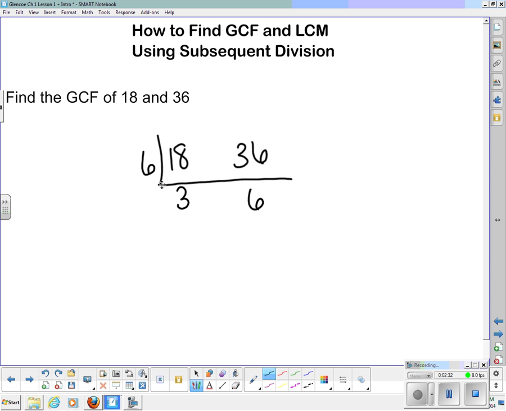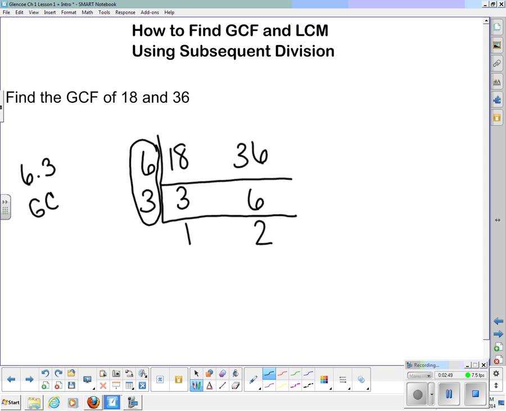Okay. And 3 and 6 could both be divided by? 3. Good. And 3 divided by 3 is 1. 6 divided by 3 is 2. We have 2 factors, which means we're going to take 6 and multiply it by 3 to give us a GCF of 18.